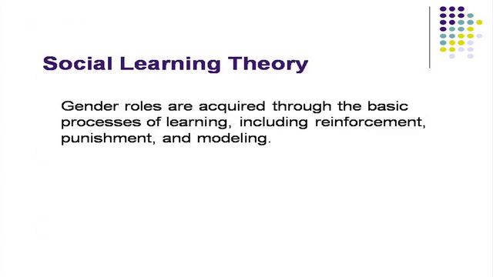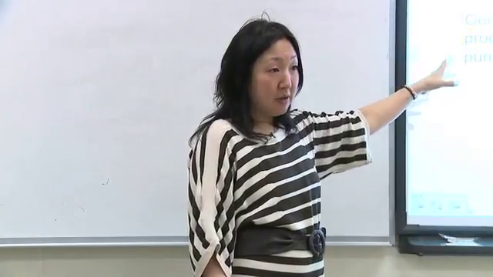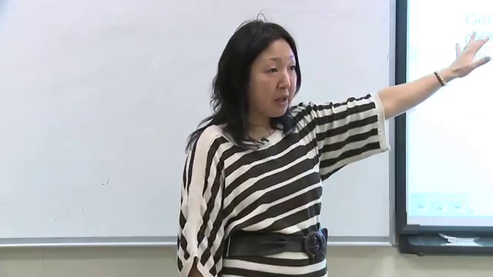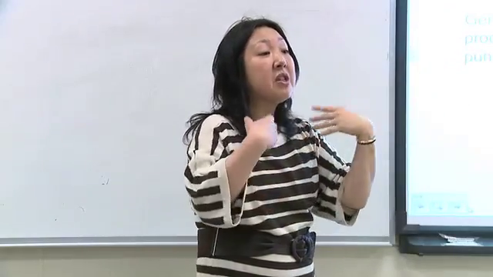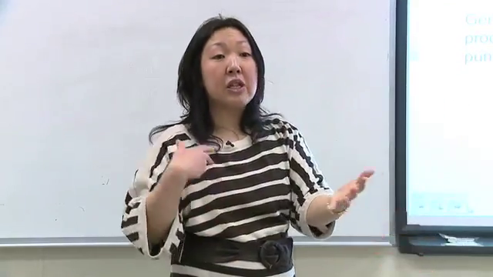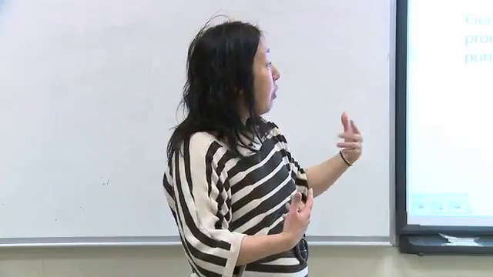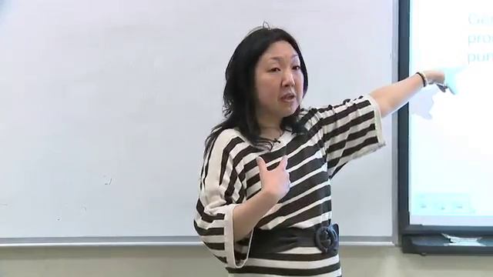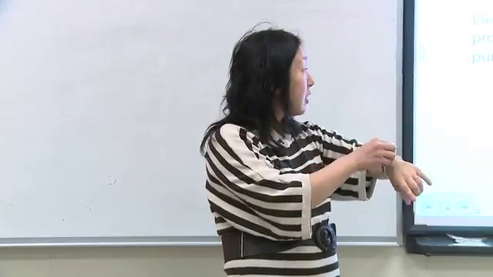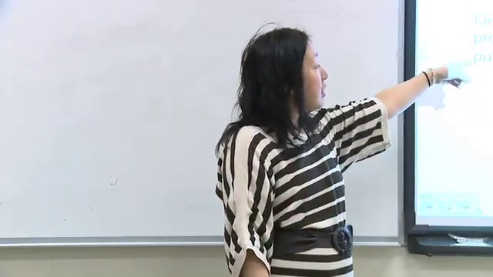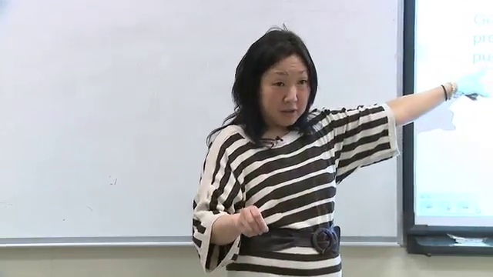Then social learning theory. Gender roles are acquired through the basic processes of learning, including reinforcement, punishment, and modeling. Remember those issues from chapter 5, the learning chapter? We imitate others, like modeling the behaviors from others. Or we can use reinforcement to increase the behaviors, and then use punishment to decrease the behaviors, all right?